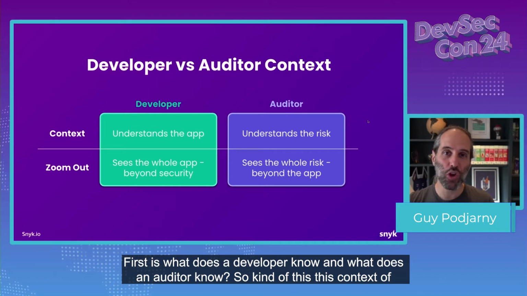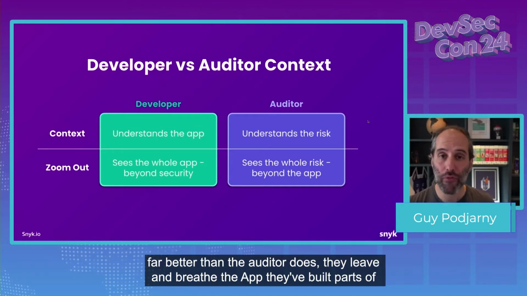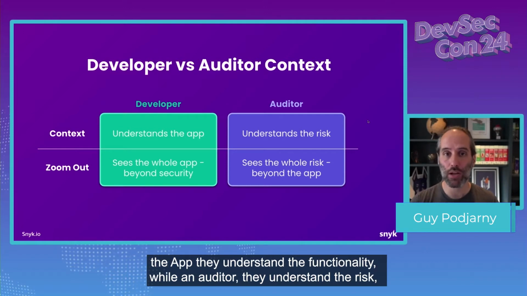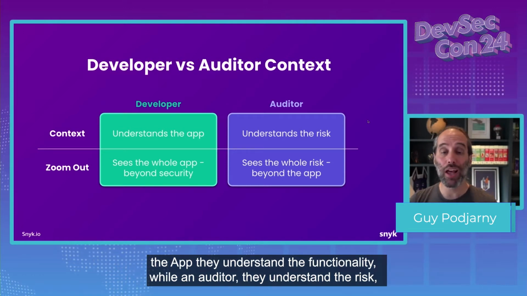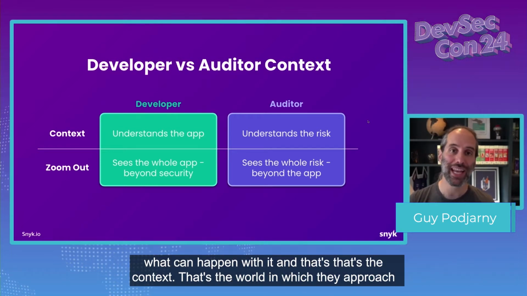So, kind of this context of developer versus auditor. At a high level, developers understand the app. They know the app far better than the auditor does. They live and breathe the app. They've built parts of the app. They understand the functionality. While an auditor, they understand the risk. They've seen this attack. They've seen this vulnerability many a time. They understand what can happen with it.